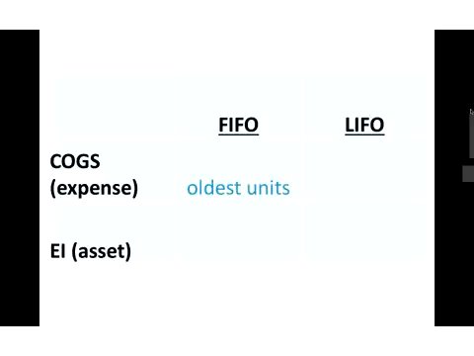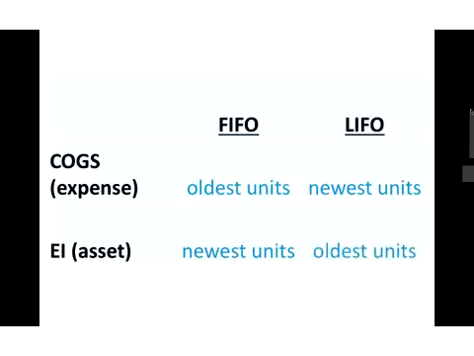Under FIFO, your oldest units go into expense. Your newest units are in ending inventory. LIFO has our newest units in cost of goods sold, and LIFO has our oldest units in ending inventory. I would have this written down because it's going to help you a lot when you're doing your homework or even with questions coming up in here. This kind of summarizes it.